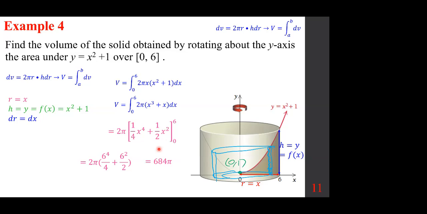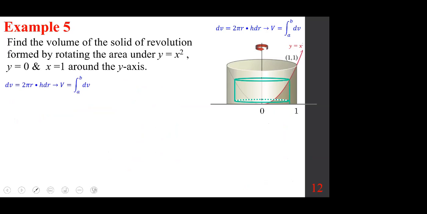Let's look at one more example, class. We are looking at the method of shell. We want to find the volume of revolution formed by rotating y equals x squared around the y-axis. It's between y equals x squared, y equals 0, and x equals 1. Okay.